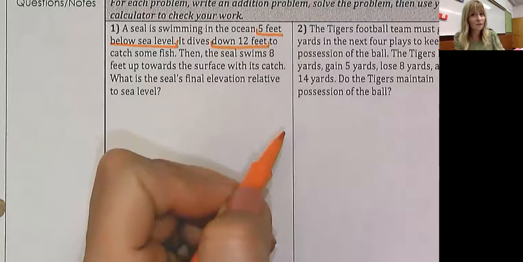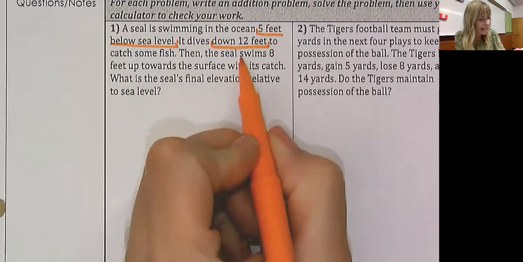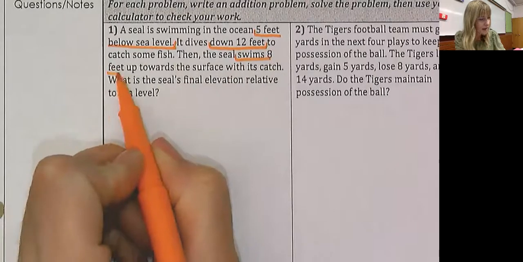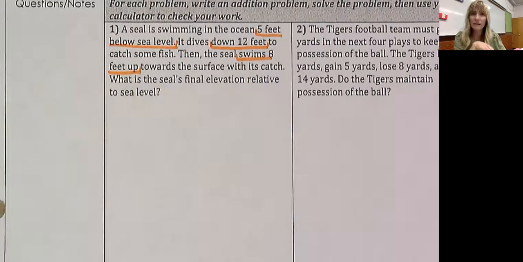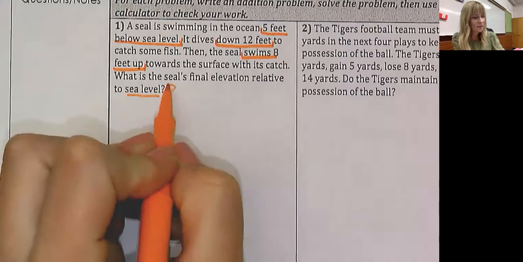That's more negatives to catch some fish. Then the seal swims 8 feet up towards the surface. That's now going in a positive direction. So I'm starting to think of a vertical number line, assigning things. Where is 0? Where's positives? Where's negatives? Where is its final elevation relative to sea level? Sea level is 0.